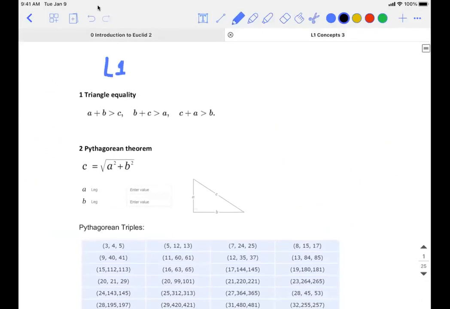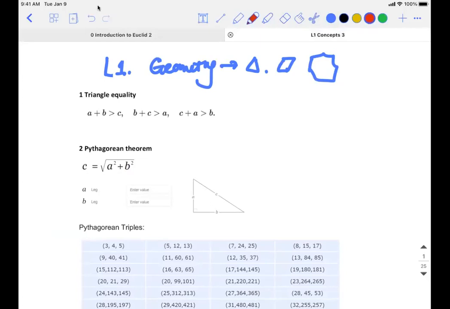Lecture number 1, this is geometry, but we're gonna focus on the triangle, quadrilateral, and some polygons. We're not gonna talk about the circles because we're gonna leave it for our next lecture, lecture number 2. So let's get started. What are the basic concepts that you have to know for the triangle, quadrilateral, all those kinds of basic things in order to go to the Euclid exam? So our first part is the concepts.